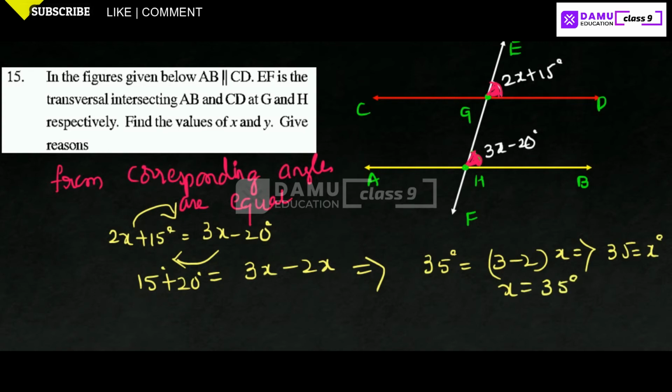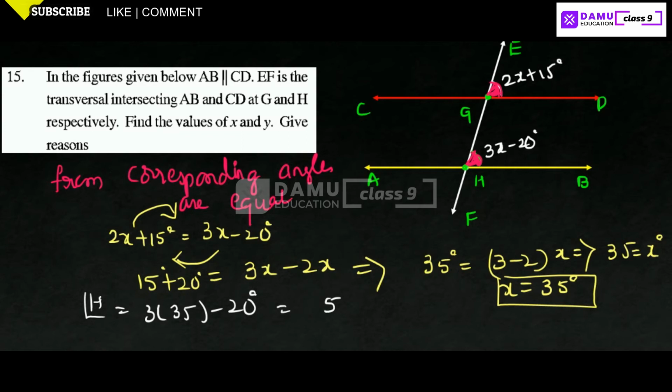Then what is y? So here x degrees will be equal to 35 degrees. Then what are the angles here? So 3 into 35 minus 20 degrees. This is the angle H, that will be equal to that. 3 5s are 15, then 3 3s are 9 plus 1, 105 minus 20. That is what you will get. 105 minus 20 will be 85 degrees. Sorry, so 85 degrees here. This is 85 degrees. Then 2x plus 15 degrees.